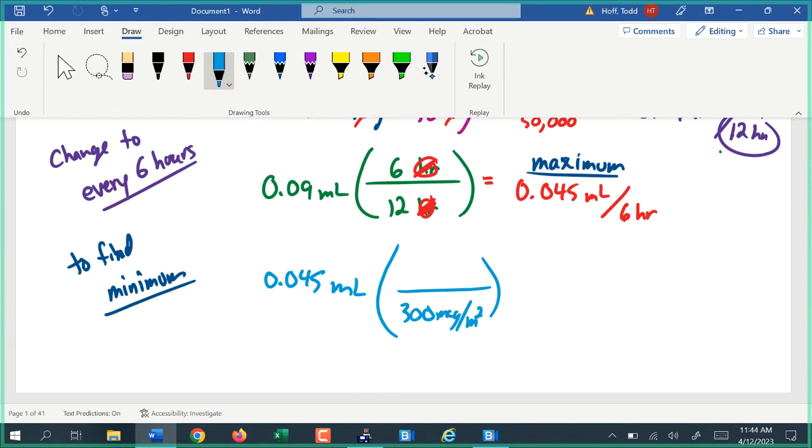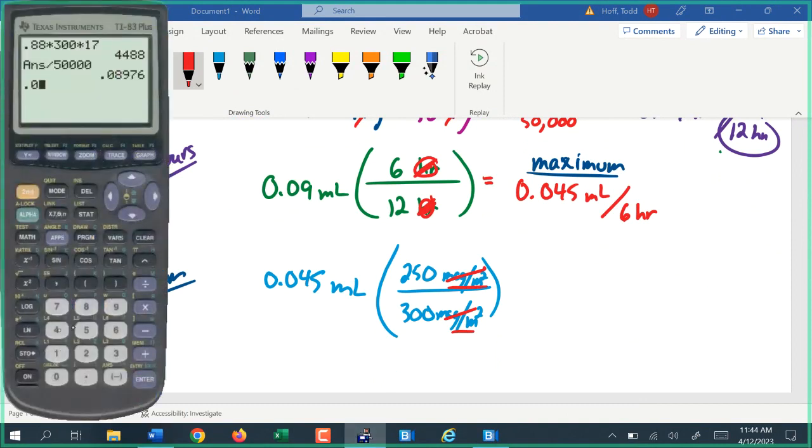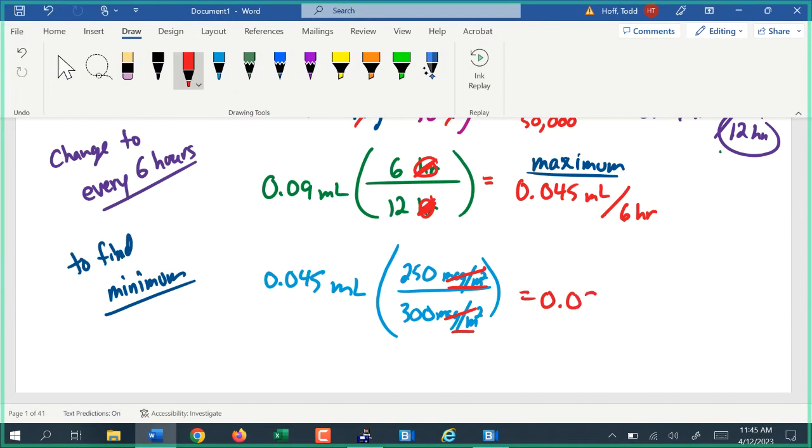And we're going to change it to the minimum dose, which was 250 micrograms per meter squared. Now, once again, these units here are not only important as far as making sure they're the same. Once they're the same, we cancel them out. Now this will be 0.045 times 250 divided by 300, and we get 0.0375 milliliters every 6 hours still. That's most likely going to be rounded to 0.038.